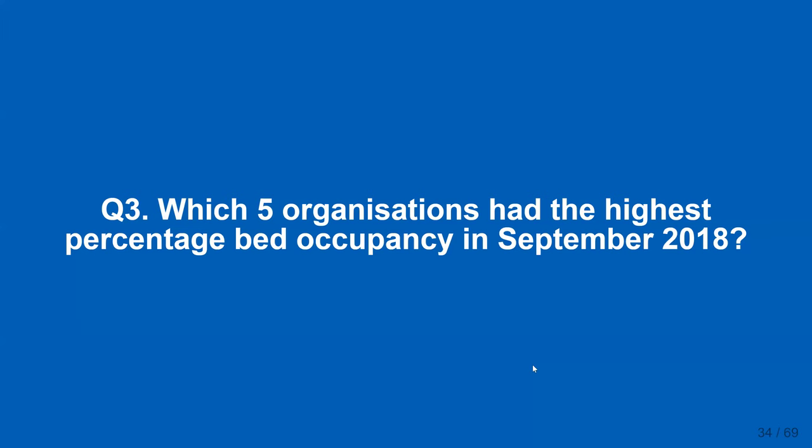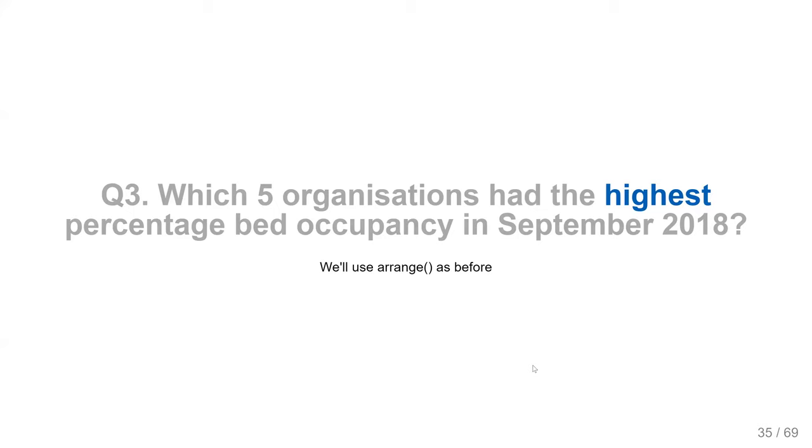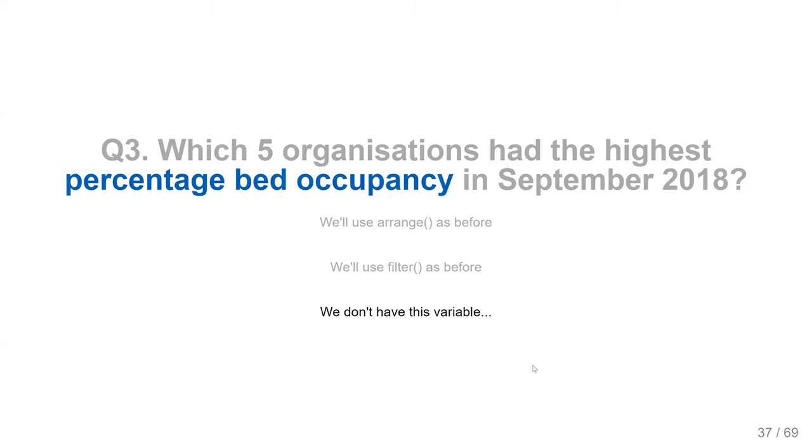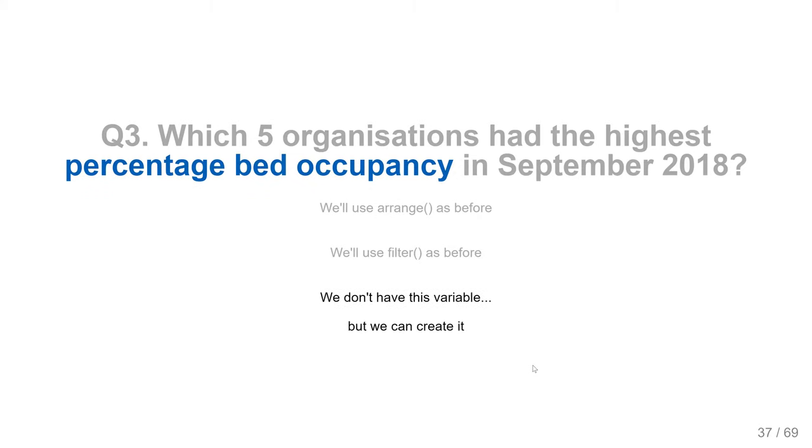All right, moving on to our third research question: which five organizations had the highest percentage bed occupancy in, again, September 2018? Now we are talking about a new measure. There's a mention of percentage, and we don't have percentage. So again we use arrange because it's asking for the highest of something. We'll use filter because it mentions the same month. But now we don't have the percentage variable, so we're going to derive it from the existing variables. We're going to create a new variable.